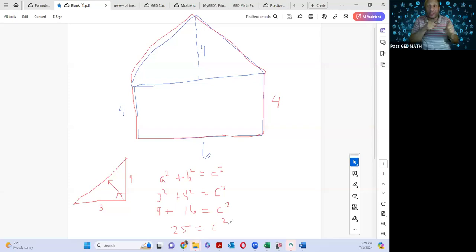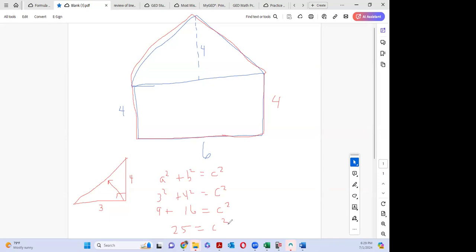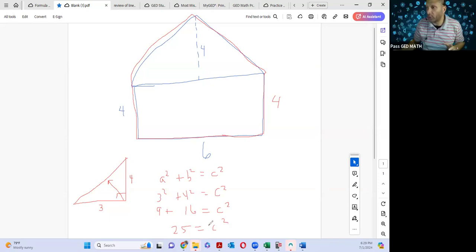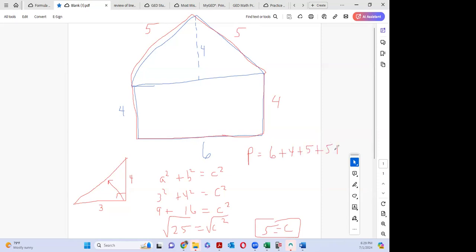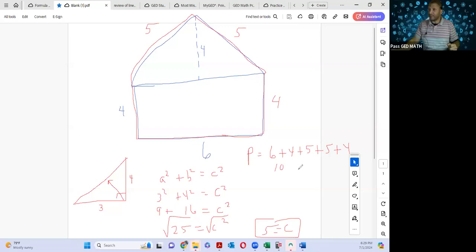Now, we're still not done because we haven't solved for C. We have C squared equals 25. How do we get rid of that square? How do we solve for C? Square root it. So we take the square root of both sides and we get C equals 5. Does everybody understand that? Yeah. So this side is 5, this side is 5. Now to find the perimeter, we're going to do 6 plus 4 plus 5 plus 5 plus 4. So we get 10 plus 10 plus 4. Our perimeter is 24. Now, this could be feet, inches, centimeters, it doesn't matter. I'm just using the numbers. But that's how, and you're going to have a problem like this.